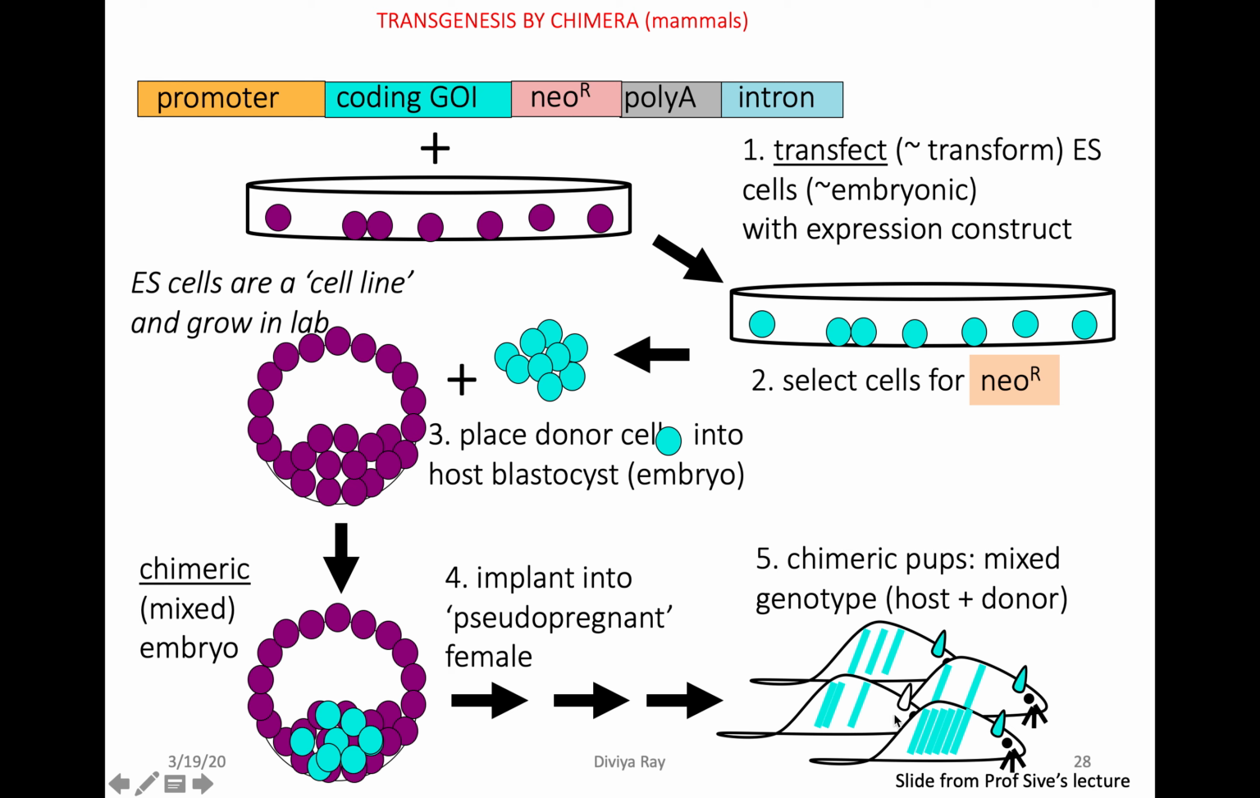So in the same mouse, you can have a mixed cell population. Some cells having one genotype if they are coming from these green cells, and other cells having yet another genotype if they are coming from the original purple cells. So this is an example of transgenesis by chimera.